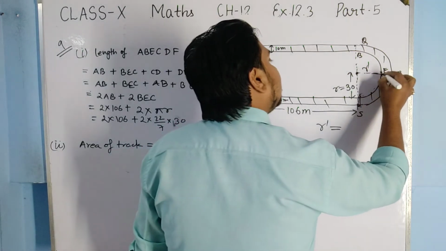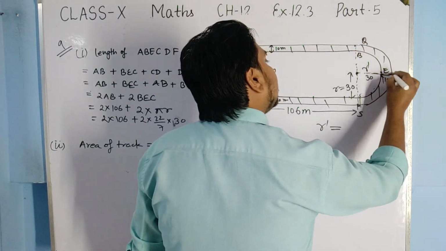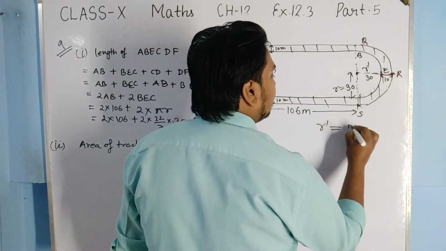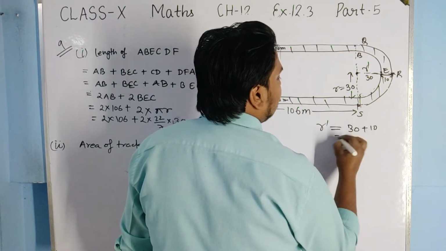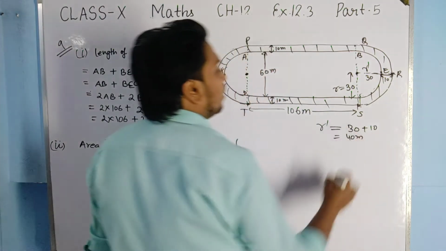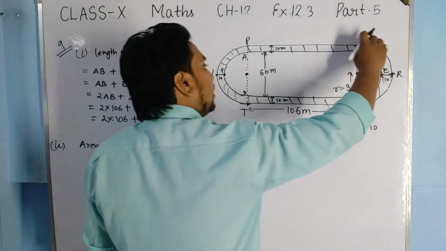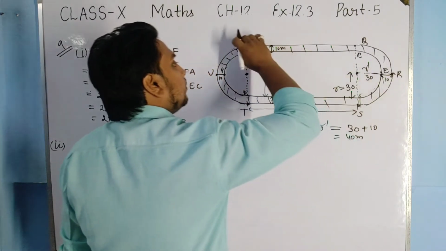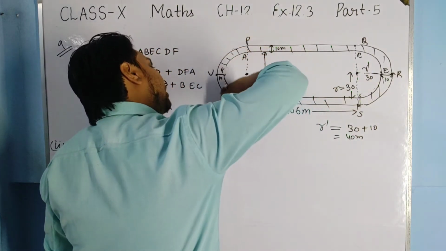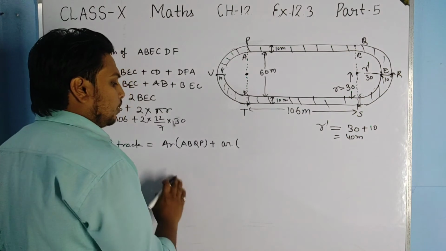See, till here it is 30, and 10 is the width. So 30 plus 10 is what? 40 meter is the greater radius, okay. So students, whatever the area will be here, the same area this portion will also have, okay.